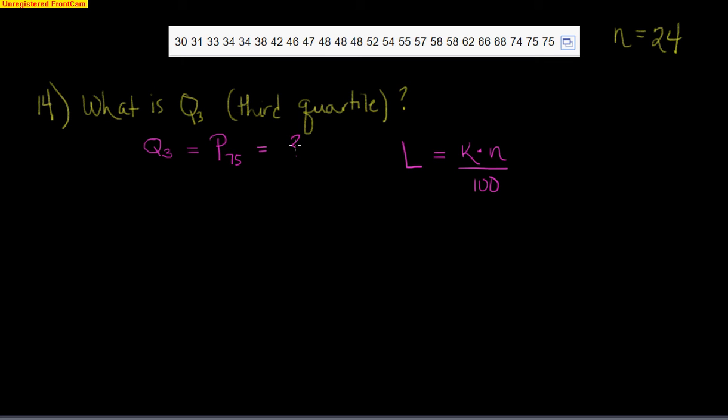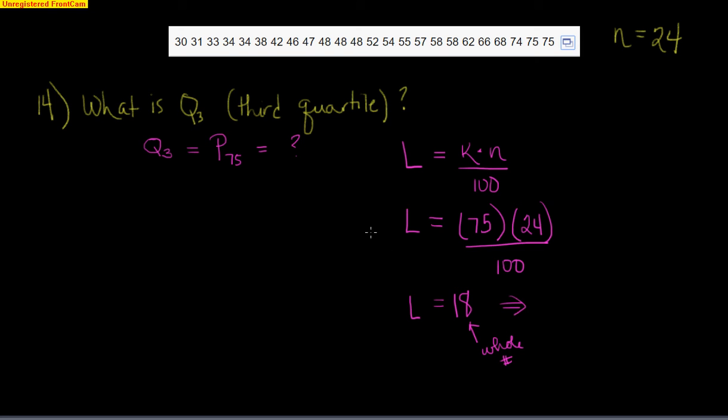So because now we know the K. So L is equal, K in this case is that 75, the 75th percentile, times N, which is 24. Divide all that by 100. So go ahead and do that on your calculator, and you will come up with the number 18. So if L equals 18, and that is in fact a whole number, then the rule tells us that we look at not only the 18th number, but also the 19th number. And we find the midpoint of those two numbers.